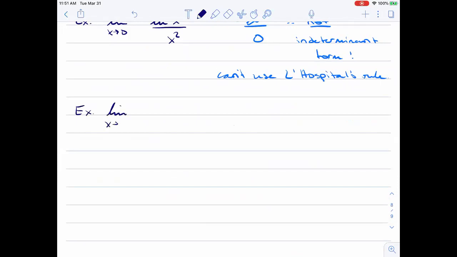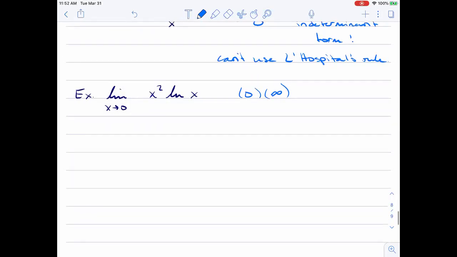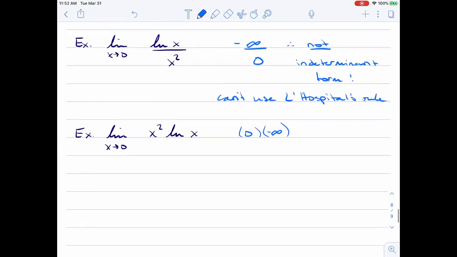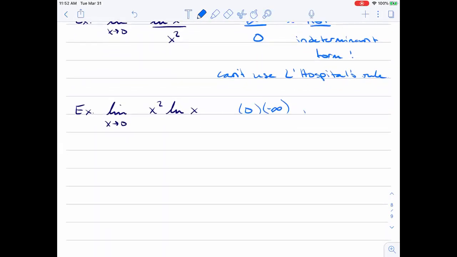So sometimes there's a little bit of work involved there, as in the next example. If we take the limit as x goes to 0 of x squared times the natural log of x, if I think about how this behaves, I'm going to have 0 times infinity, and I guess negative infinity. Let's not be sloppy. So here, this is indeterminate form.